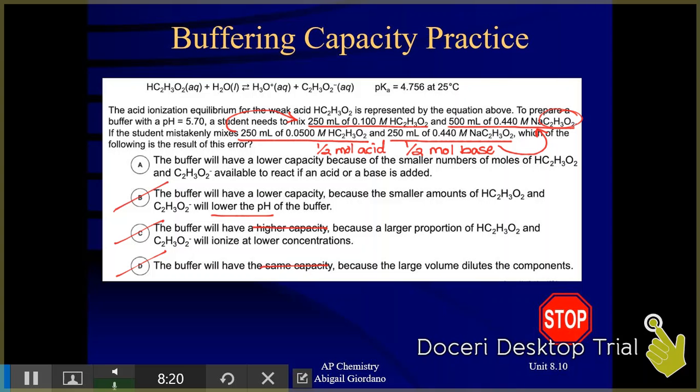So let's look at letter A and just make sure. The buffer will have a lower capacity, yes, because of the smaller number of moles of acid and conjugate base available to react if an acid or base is added, and that is exactly what's happening. When you lower the number of moles, you lower the capacity, you lower the amount of stuff to react with any added acid or base.